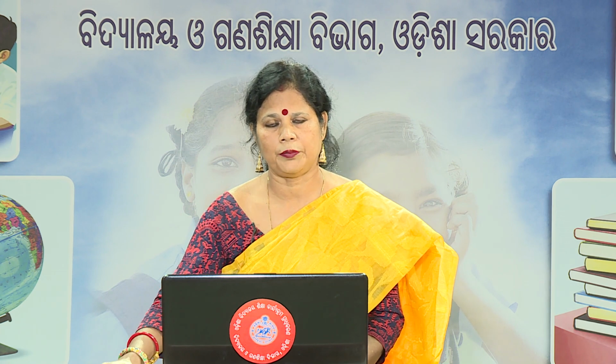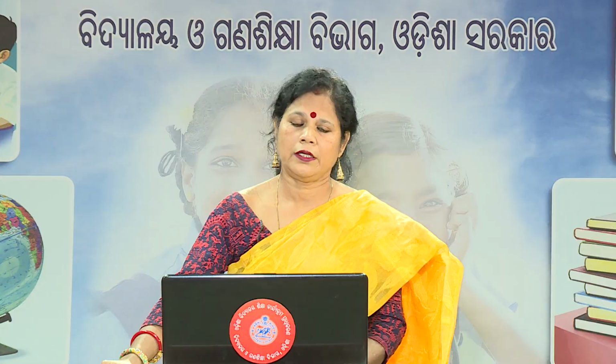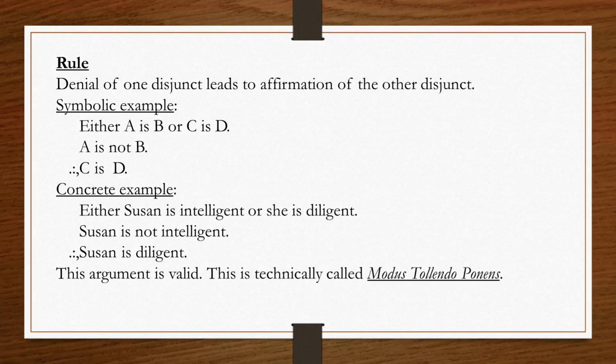Okay, so this will be a valid argument. Example: either A is B or C is D. A is B is one disjunct and C is D is another disjunct. The rule says denial leads to affirmation.